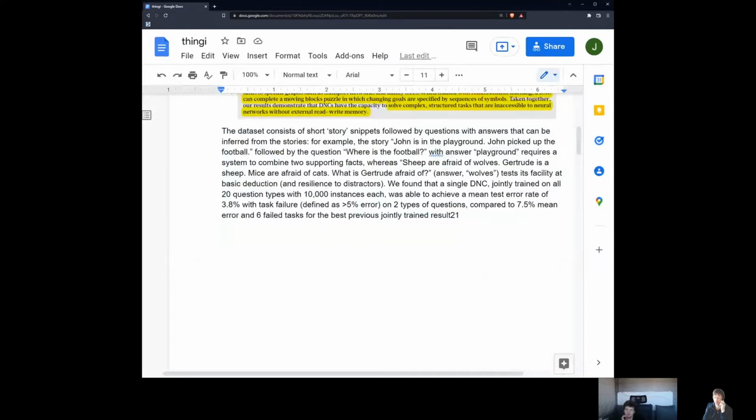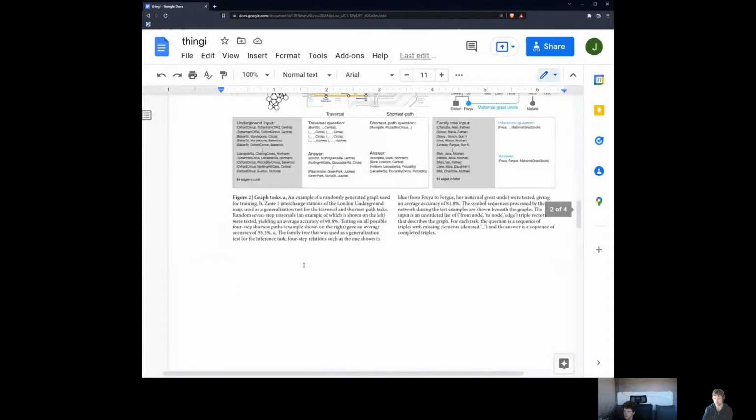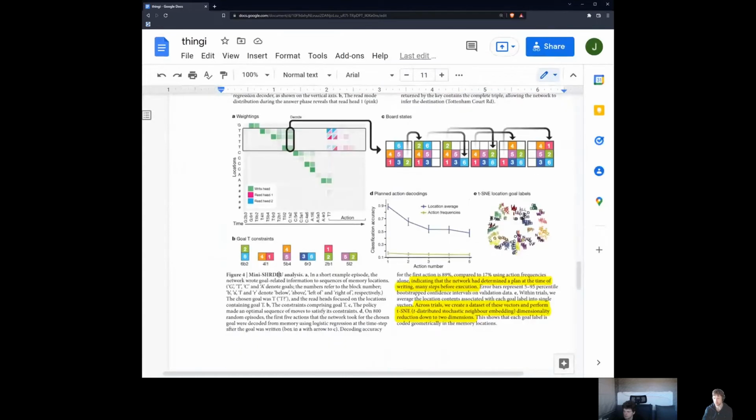Just one thing to add, not off-topic: this was based on the bAbI dataset. If anyone's interested. But yeah, then it had one more type of problem they tried to solve, which was basically this.